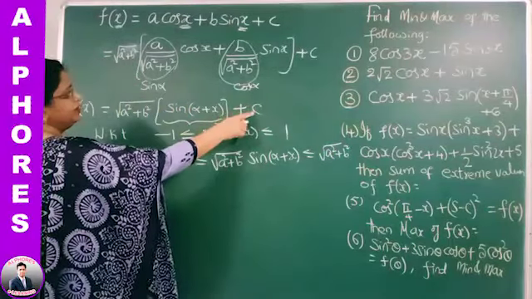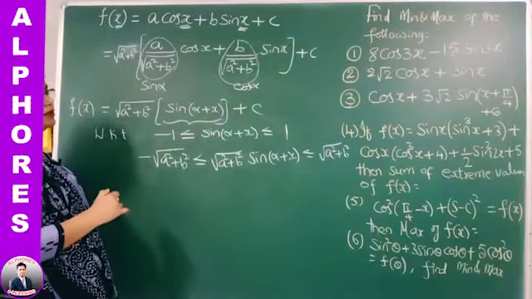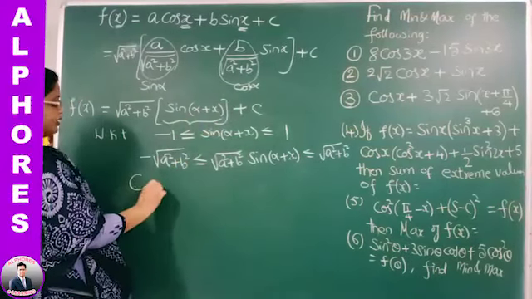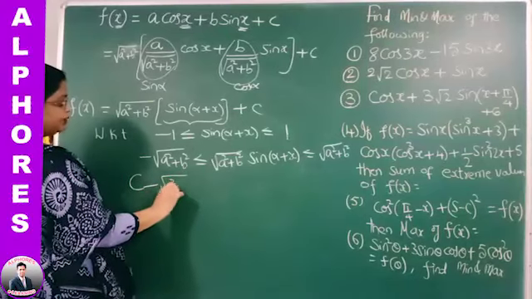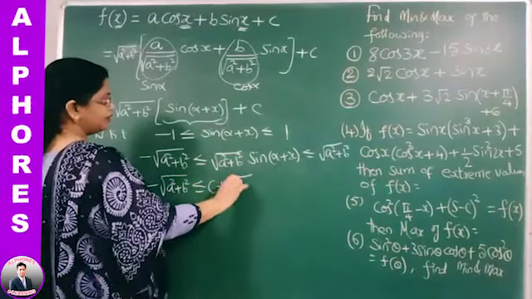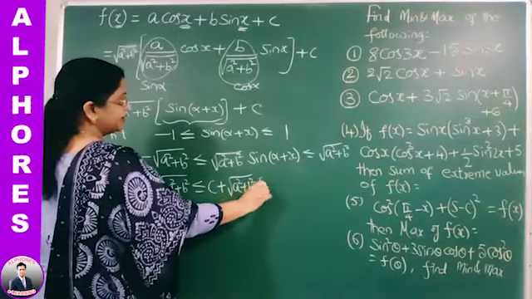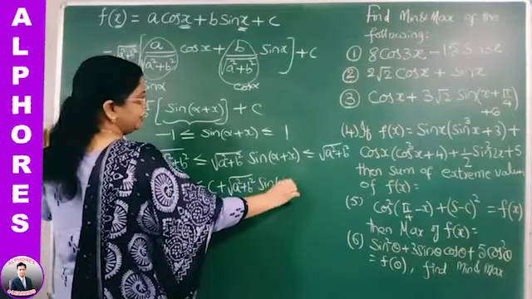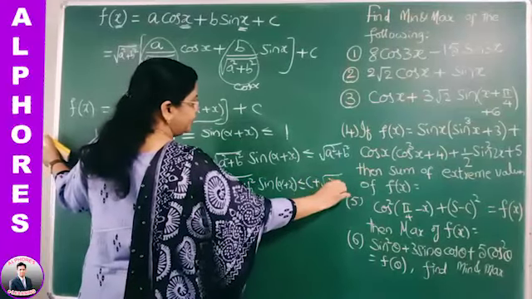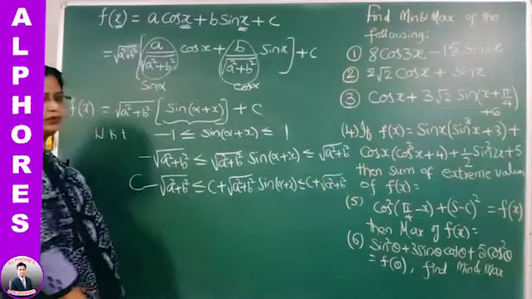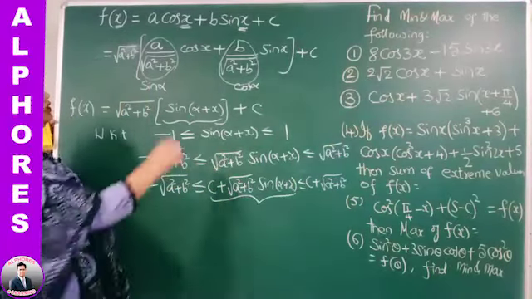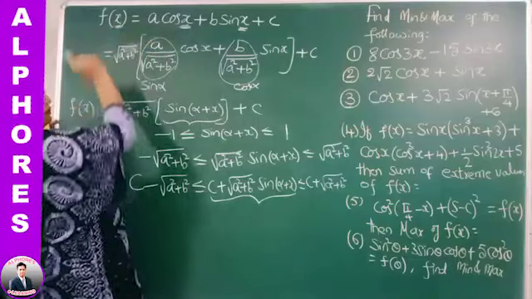Now to this, what is the value you are having extra? Plus c. So let's add the c value here. Then c minus root of a square plus b square is less than or equal to c plus under root of a square plus b square sine of alpha plus x, and this is less than or equal to c plus how much here? Root a square plus b square. Got it now? Therefore, you got the entire term, that is nothing but our requirement, f of x.